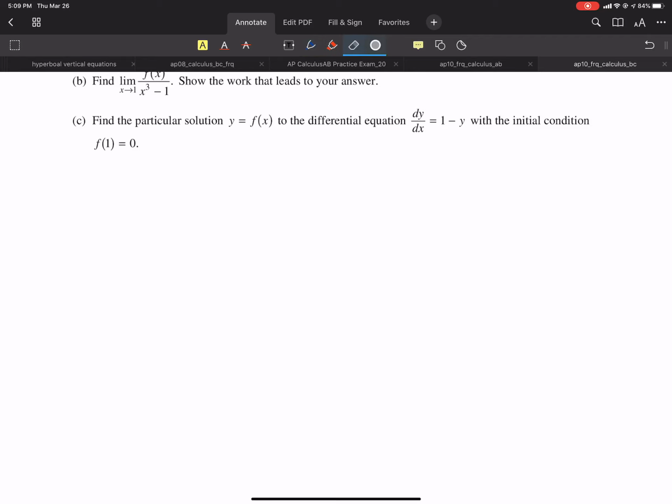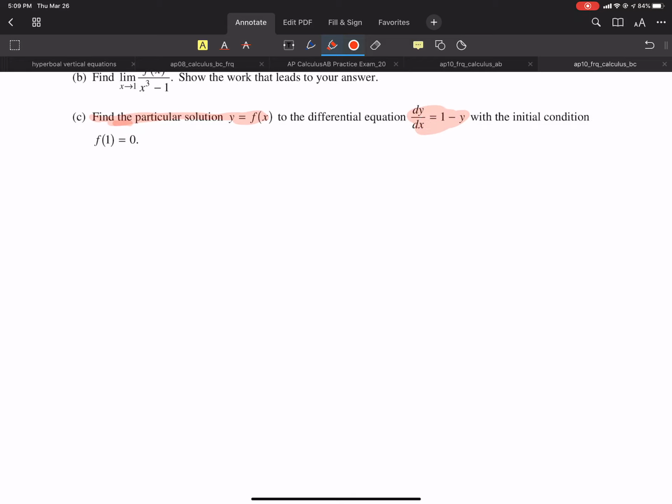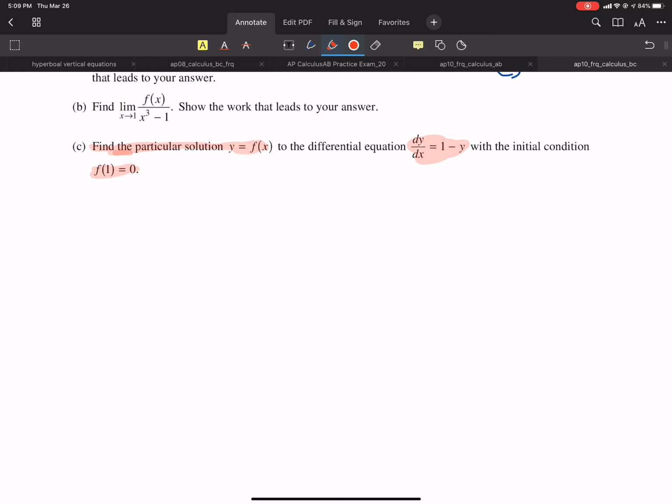Just kidding. Okay. Part C. Find the particular solution to this differential equation with this initial condition. So we want to find the y. Basically, right here, what function can I take the derivative of and it'll equal 1 minus that function? So hopefully you see it. This is separation of variables. dy dx equals 1 minus y.